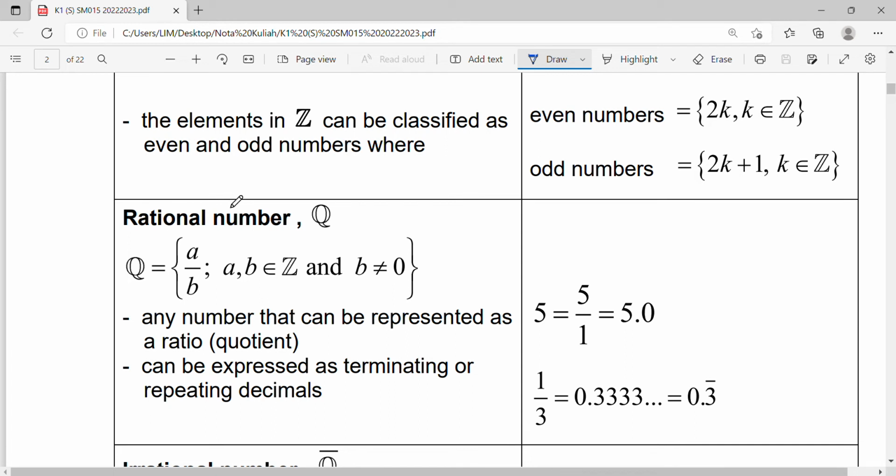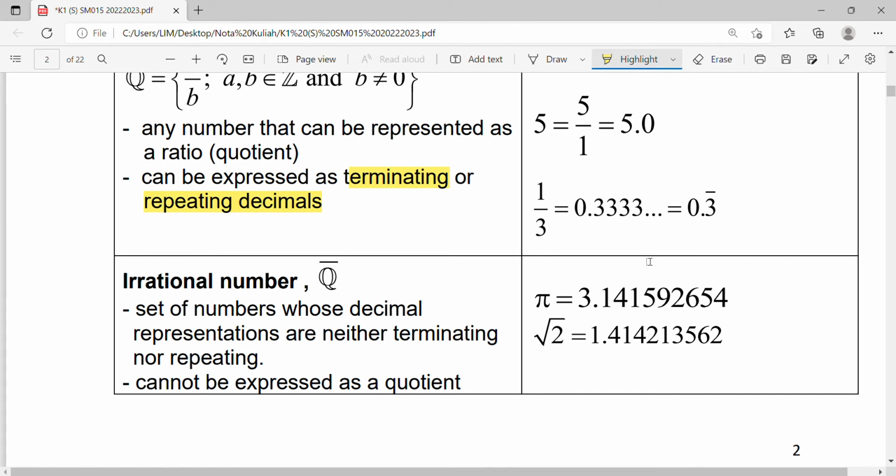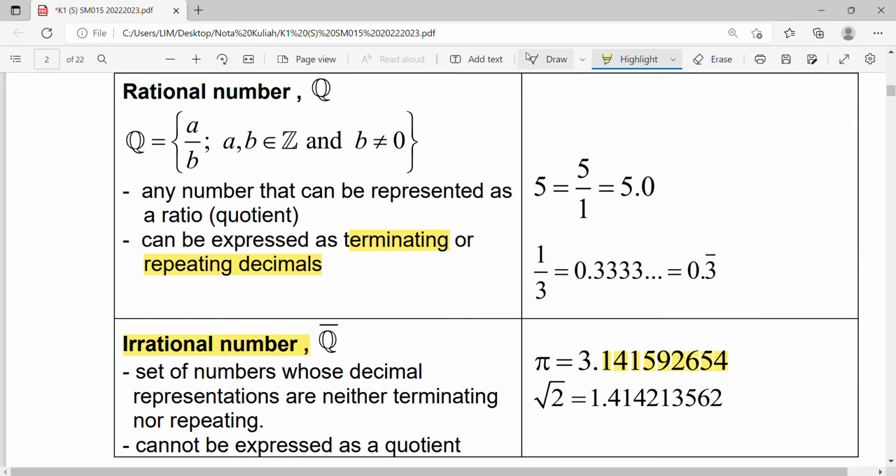So normally our rational numbers have decimals that are terminating or repeating decimals. Okay, so if we get a number whose decimal doesn't follow any pattern, doesn't repeat, doesn't terminate, that will be categorized as an irrational number. Rational numbers are denoted by Q, and irrational numbers by Q bar.